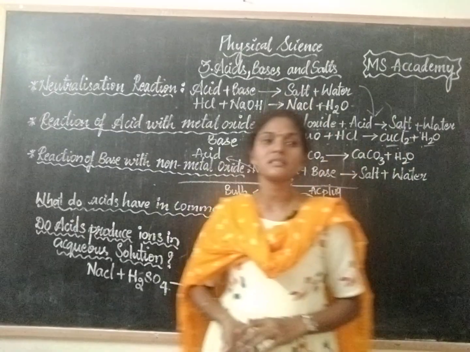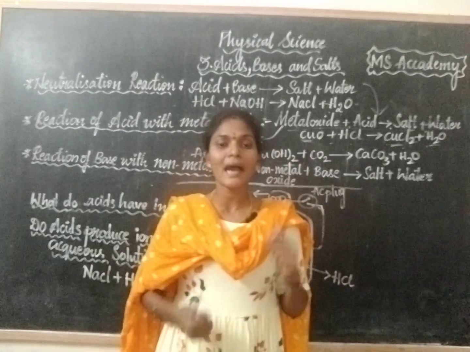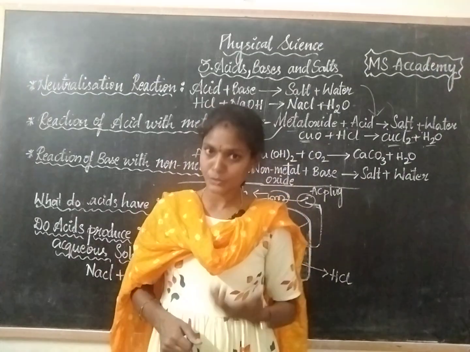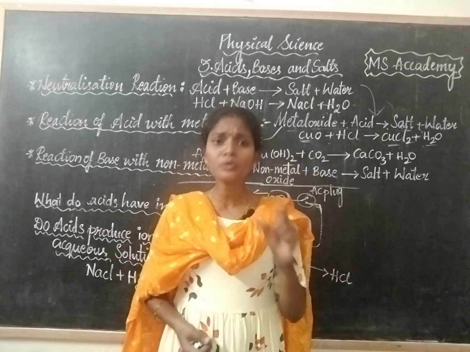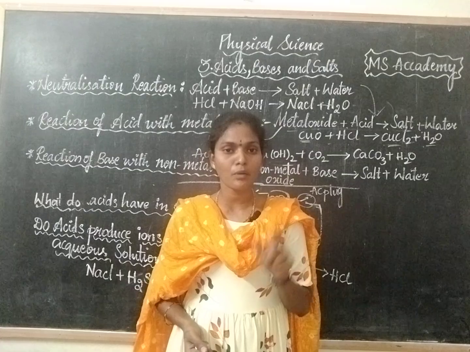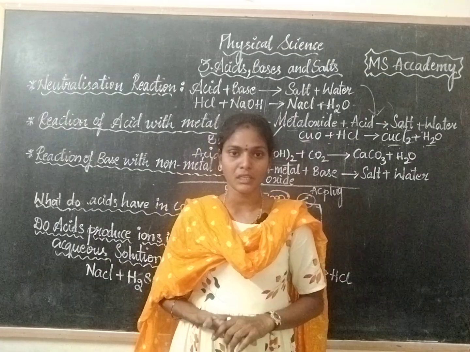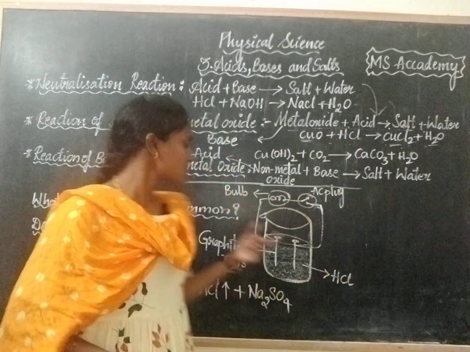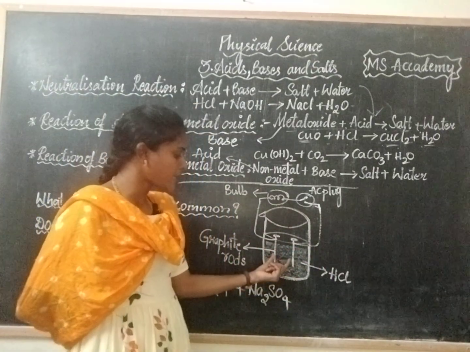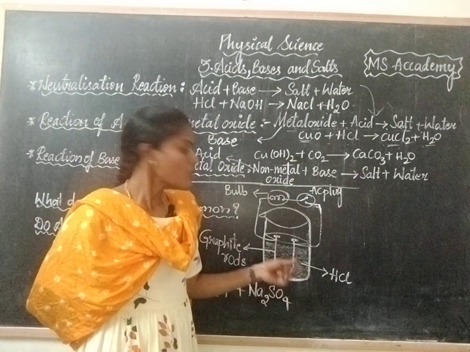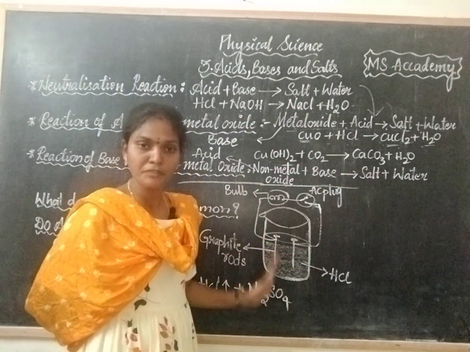Next, what do acids have in common? What do we see in common in acids? That is the question. In order to know what acids have in common, let us do a small activity. Let us take a beaker, and in that beaker take two graphite rods. Now connect the circuit as shown in the figure.